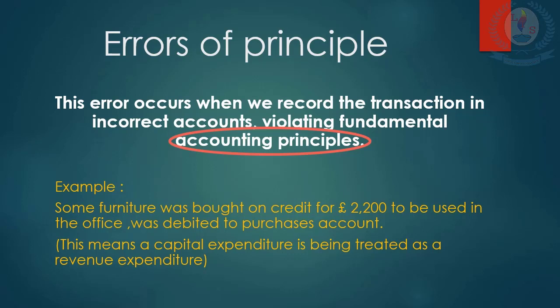There is an accounting principle. When we record the transactions, we have to recognize them as capital expenditure or revenue expenditure. If we have treated capital expenditure as a revenue expenditure, we have violated the accounting principle. Now we'll see the next error.